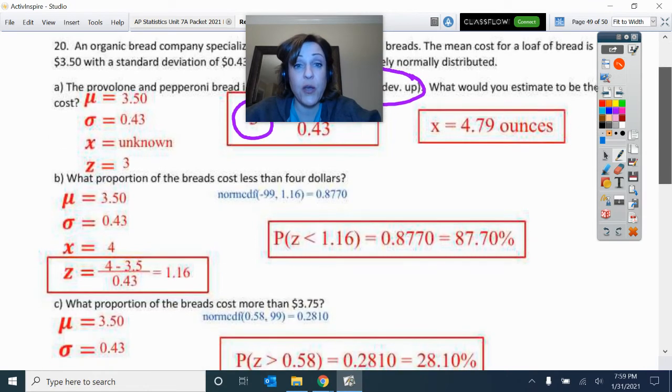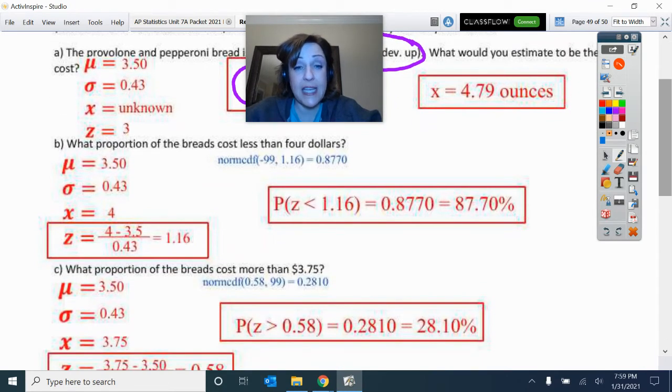You have to know in context: if they said 3 standard deviations below the mean, then that would be a -3. All right, what proportion cost less than $4?